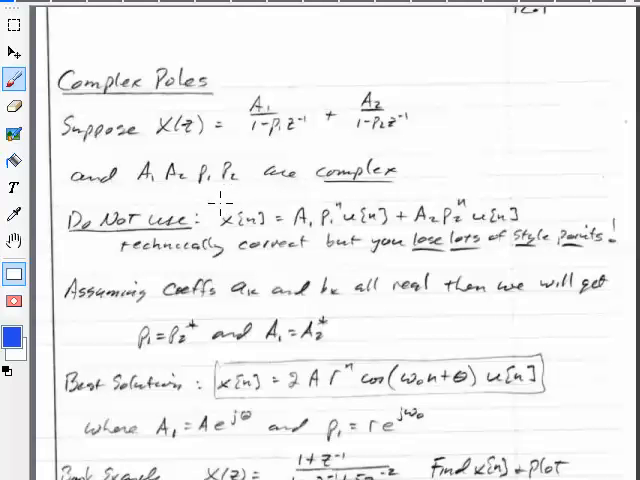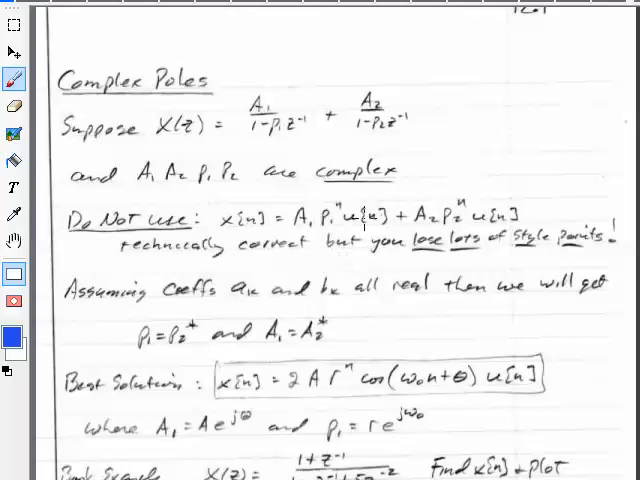What you could do, but I don't want you to do, is just take the standard inverse z transform of these terms: you take a, the residue, times p1 to the n, u of n, and then you take this a times p2 to the n, u of n. Well, this is a terrible mess because a is complex, and you've got a complex number to the n power, and it really gives us no idea what's going on here. So it's technically correct, but if you do this, if you can't read that, I'll read it to you, you lose lots of style points. Okay, so don't do that.